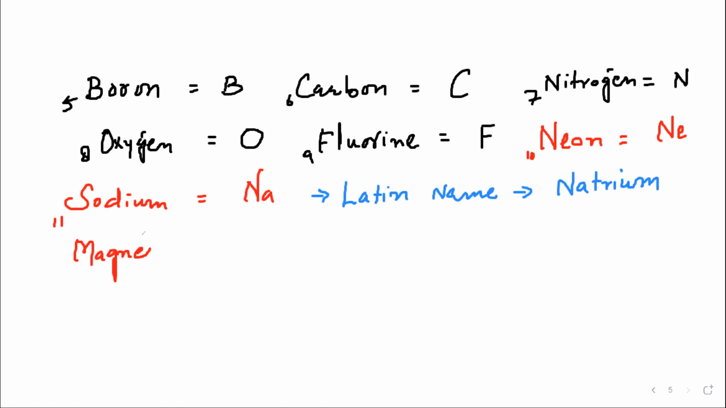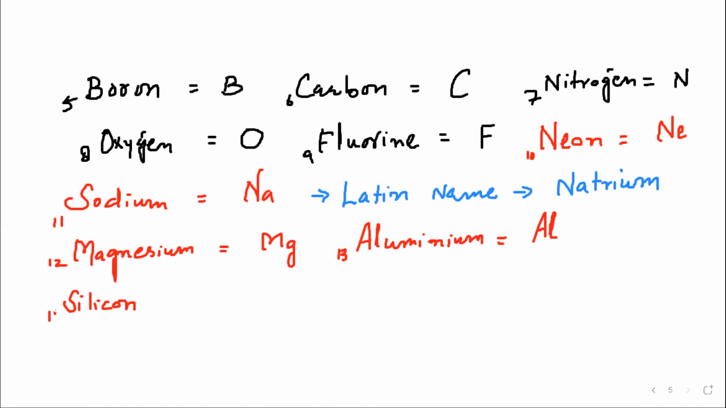Then the next element is magnesium, right? Yes, sir. What is the symbol for magnesium? Mg. Exactly, its atomic number is 12, so the symbol is Mg. Then the next one is aluminium. Exactly. It has the symbol Al. The atomic number is 13, isn't it? Yes, sir. Okay, then the next one is silicon. Atomic number 14, so its symbol is Si. Okay, then we are having phosphorus.